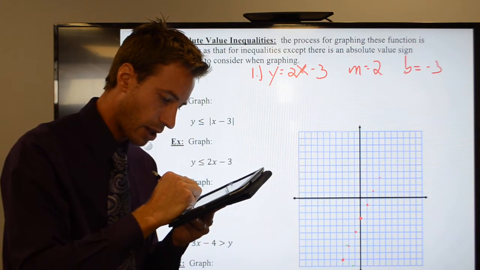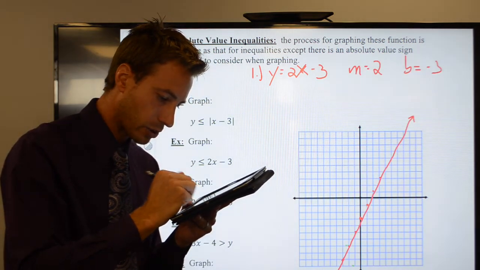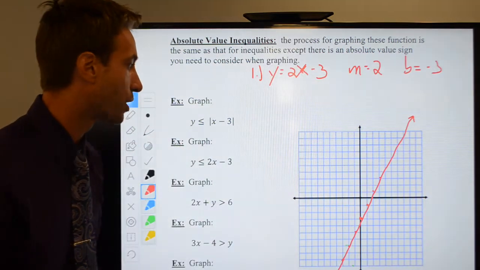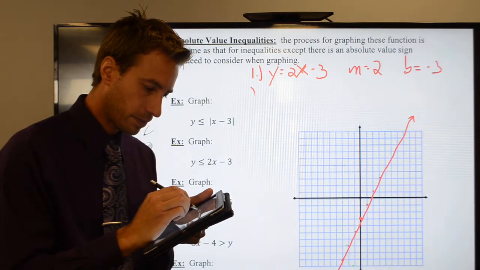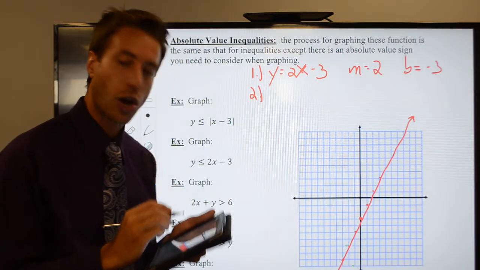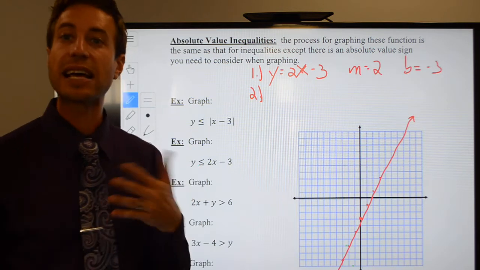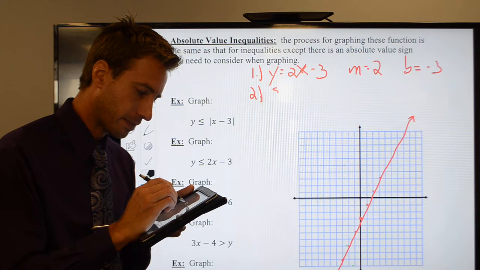Make sure you extend your line all the way through the coordinate plane I've given you, putting arrows on both ends of the line so I know you know that that line just keeps going. Awesome, I've graphed my line. Step number 2. Do I need a solid or dotted line? Well, the inequality is less than or equal to, so we know that that means a solid line.